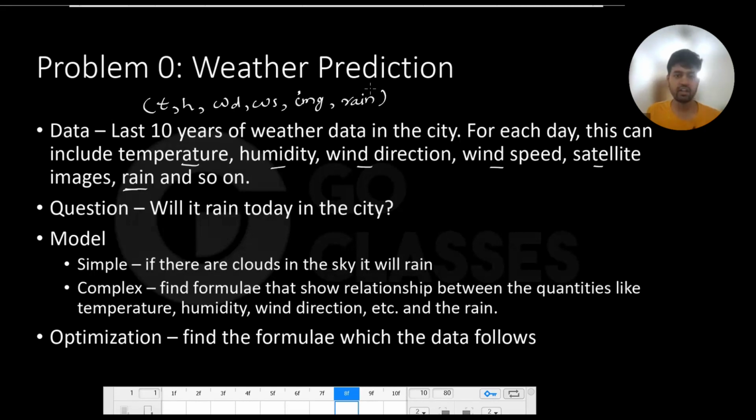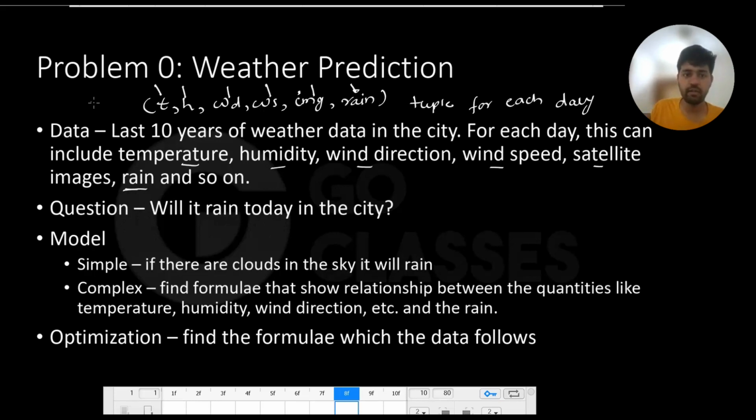So for every day in Mumbai for the last 10 years, you have this tuple. The tuple includes what the temperature was that day, what the humidity was, what the wind direction was, what the wind speed was, or maybe you can use wind velocity together. Then there is the image, which is the satellite image of the Mumbai region on that particular day. And then there is the variable that tells whether there was rain or not. Did it rain in Mumbai that day? So on and so forth. This is the tuple you have for each day for the last 10 years.